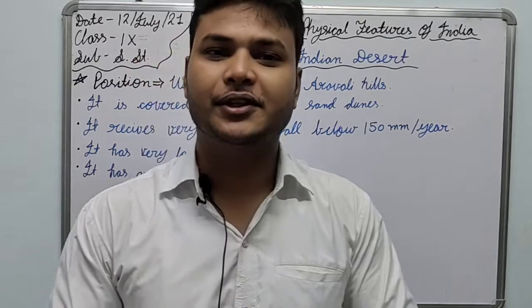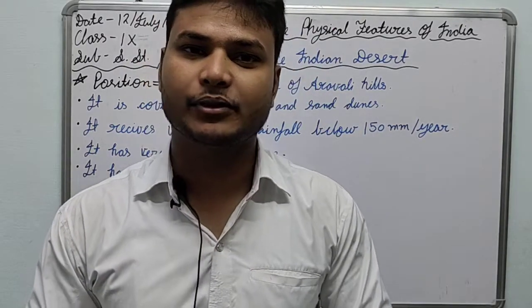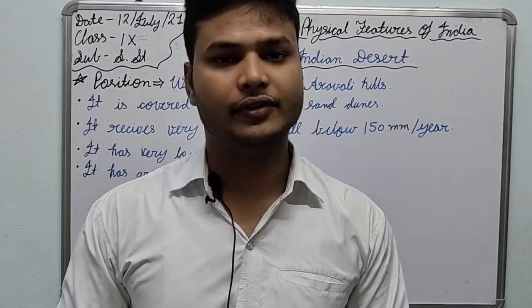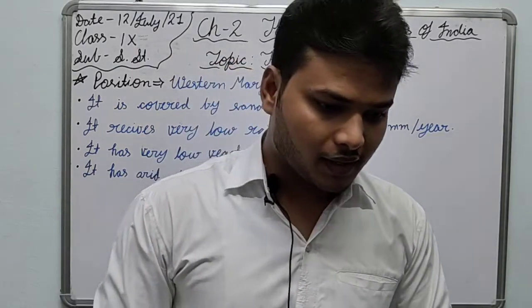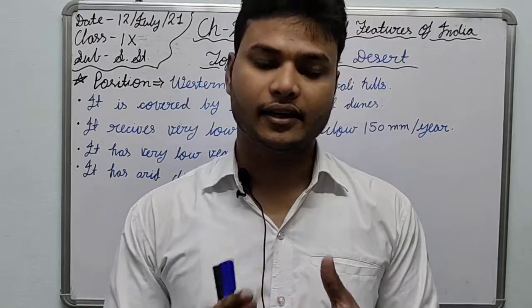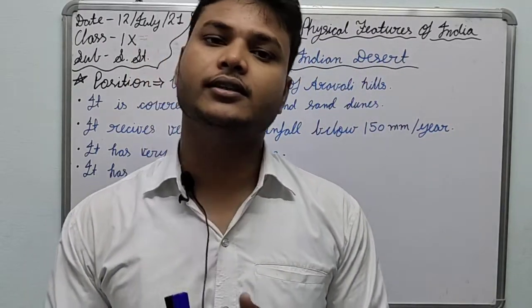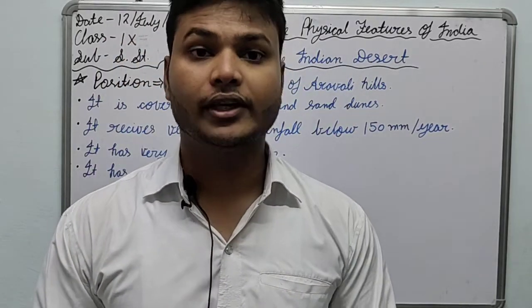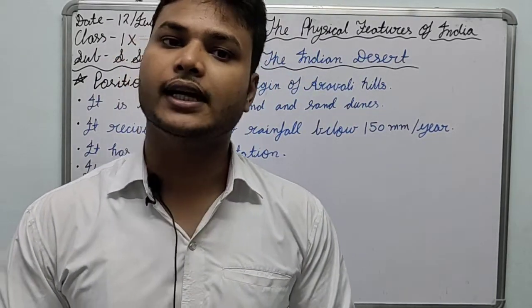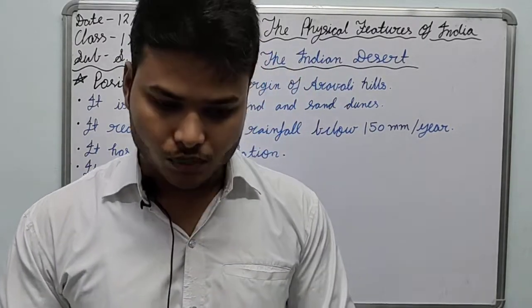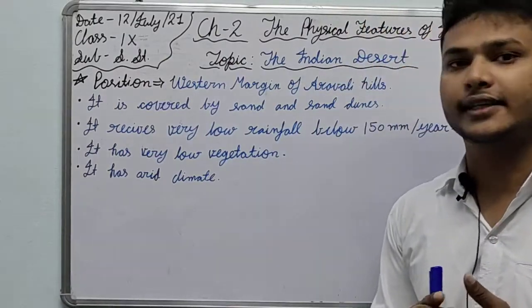So, guys, as you know, we have started our second chapter and almost completed it, and maybe today it will be finished. We are discussing the Indian physical features, and we have already completed the Himalayan range, the northern plains and the peninsular plateau. Today we have to discuss three topics: the Indian desert, the coastal regions and the islands. So let's start with the Indian desert.